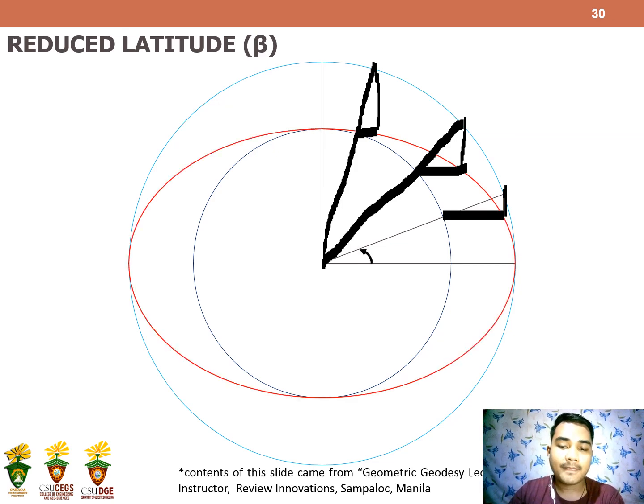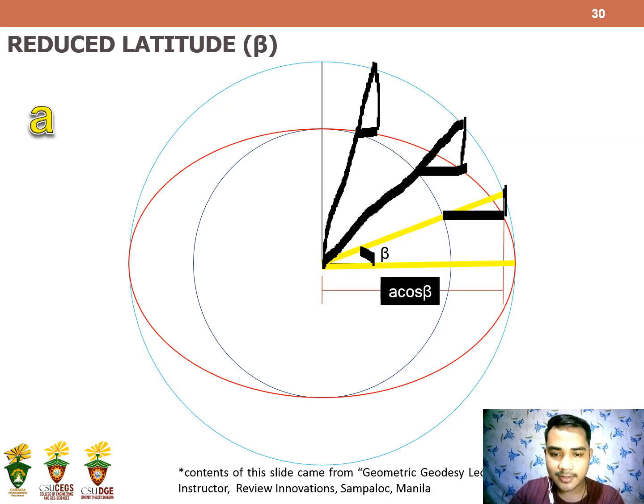So this angle here, class, is what we call the reduced latitude, from our previous discussion. And this yellow line, focus on the ellipse. This yellow line corresponds to the major axis, the major axis of the ellipse.